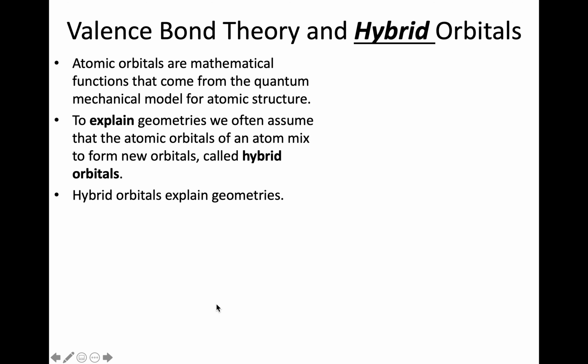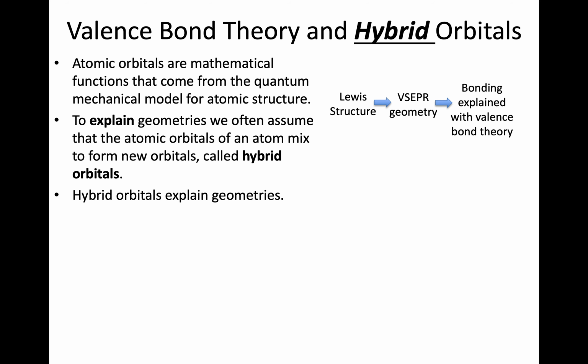Valence bond theory also includes the idea of hybrid orbitals. So far the bonding that we've been looking at, we can just take the orbitals that are found at the atoms, see how they overlap with the neighbor to form a bond, and it's worked. Hybrid orbitals are going to explain electron domain geometries that we can't account for with this initial approach. Let me show you what I mean.